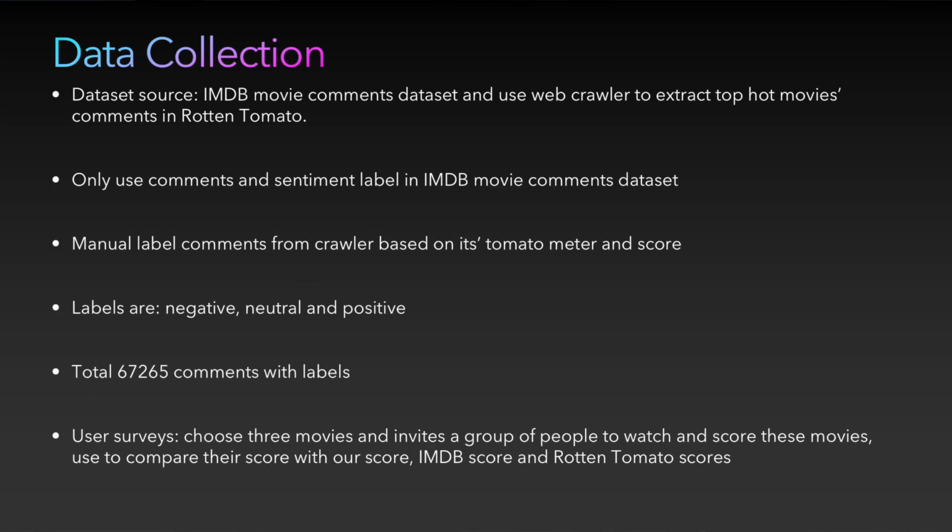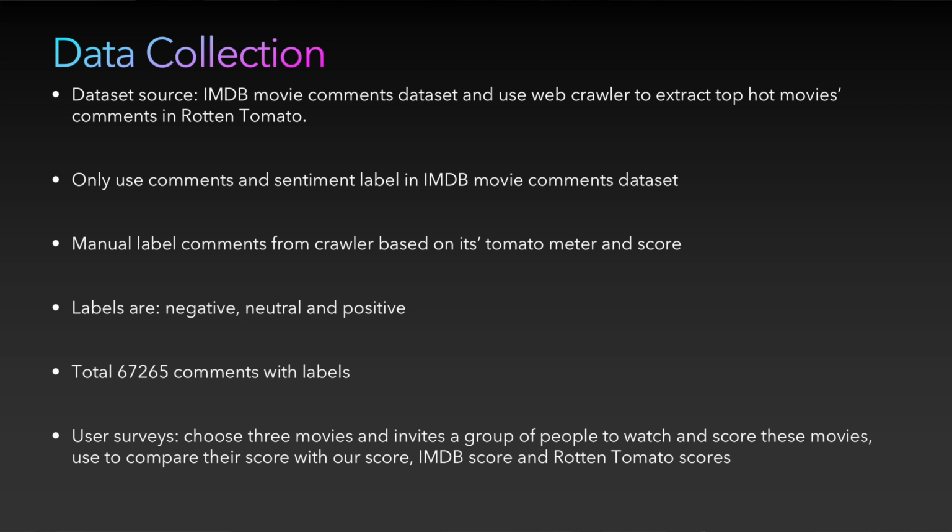Okay, for the data collection, we have used two kinds of data sources. One is the IMDb comments dataset, and we have used a web crawler to extract top hot movie comments from Rotten Tomatoes. We only use the comments and the sentiment label in the IMDb comments dataset, and we have manually labeled the comments we crawled from Rotten Tomatoes. Our labels are negative, neutral, and positive.